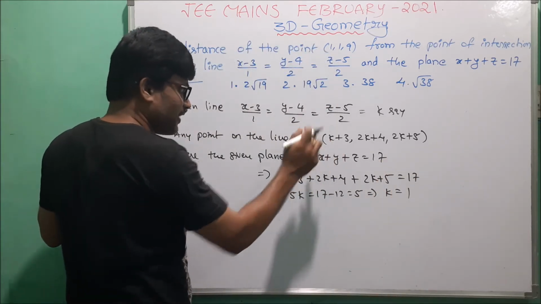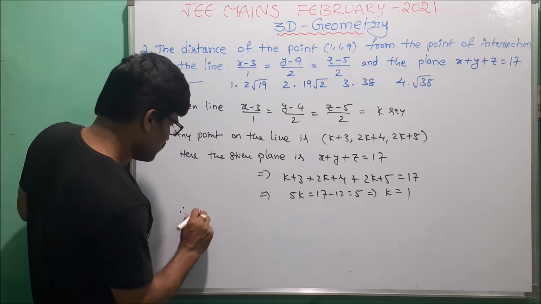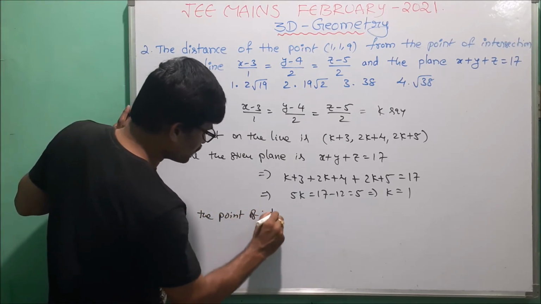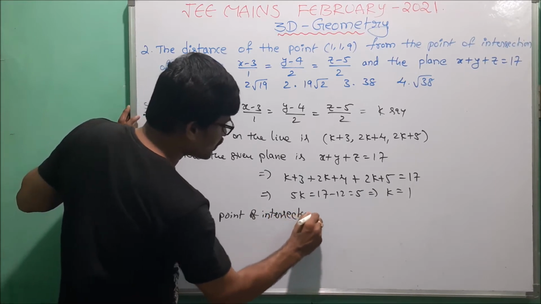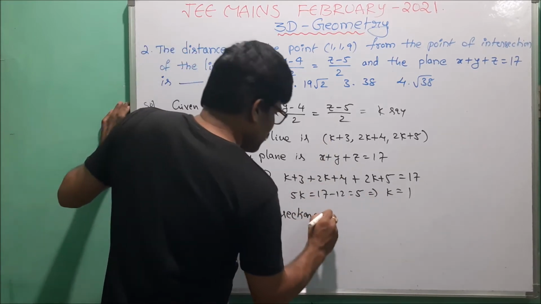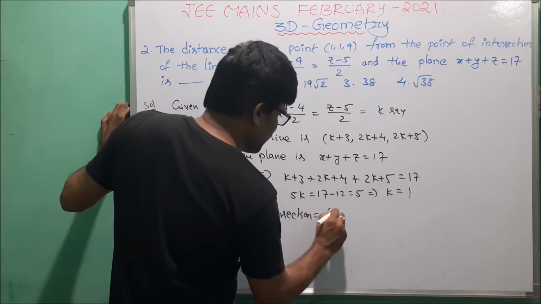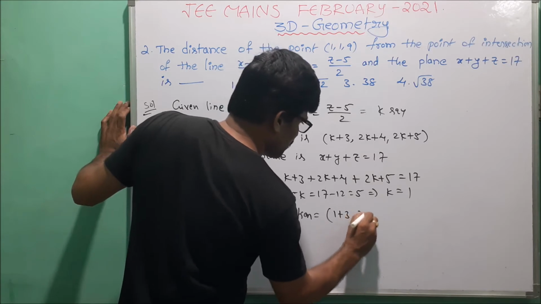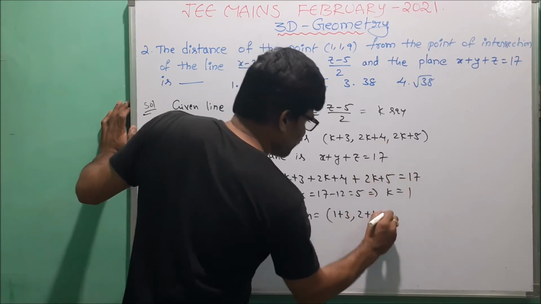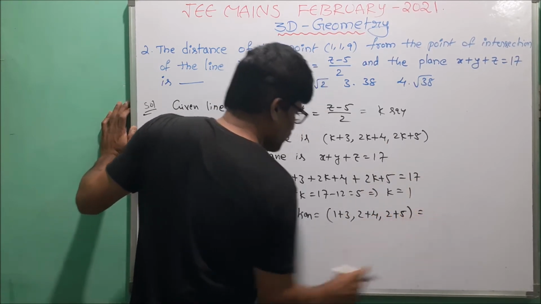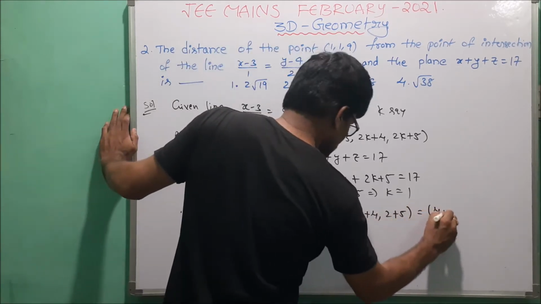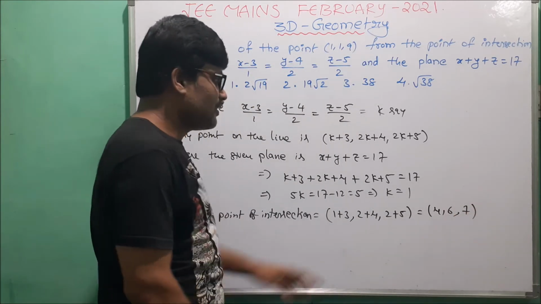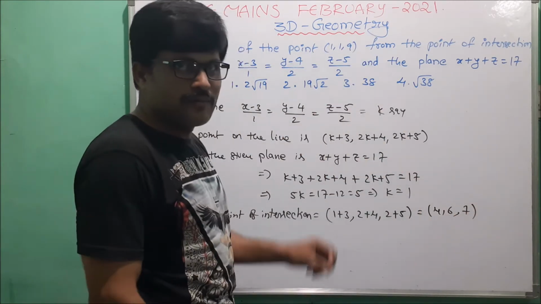Now we substitute the value of k in that point. Therefore, the point of intersection equals, substituting k value 1: 1 plus 3, 2 into 1 plus 4, so 2 plus 4, 2 into 1 plus 5, so that is 2 plus 5. So 4, 6, 7 is the point of intersection of the given plane and line.